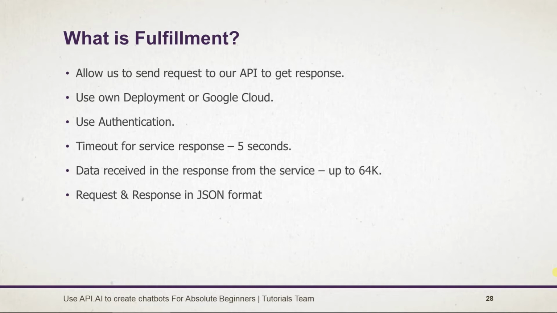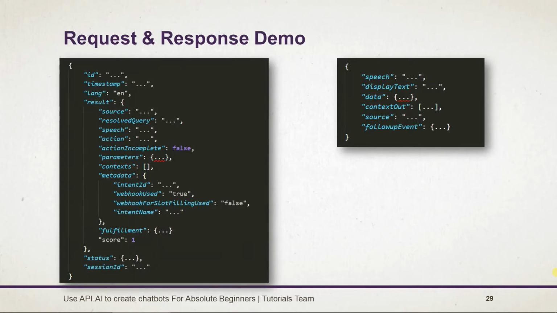API.AI will use the POST method to call our deployed app and pass the data in the body in JSON format. On the server side, after performing the operation, we need to return the data in JSON format. The JSON format for both request and response is predefined. Here is an example of the request and response. Every request includes the same data structure.